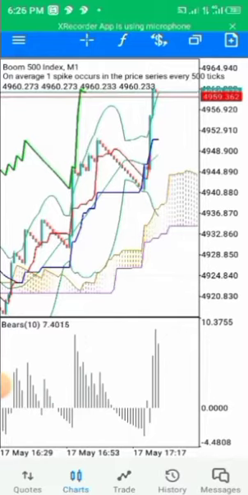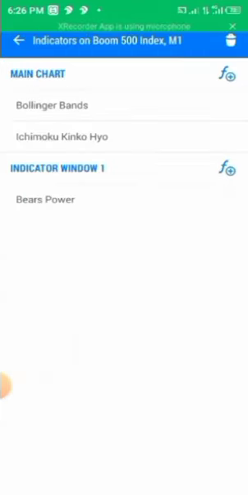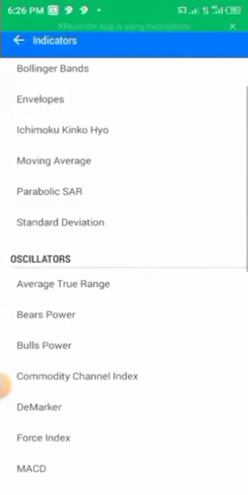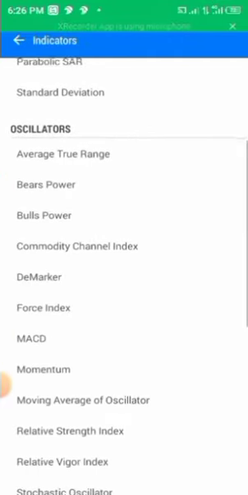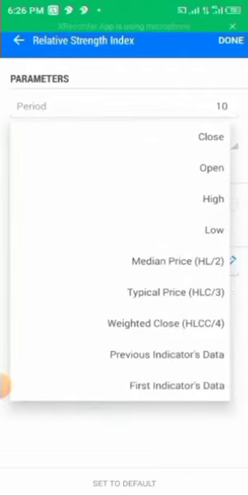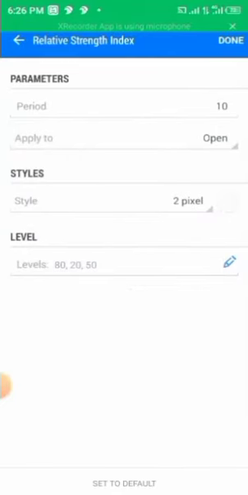Go back to the indicator, click it, then go to relative strength index. You leave everything as it is. Then you come to apply to open, like it's on close right now. So all you have to do is apply it to open, and when that is done, we are good to go.